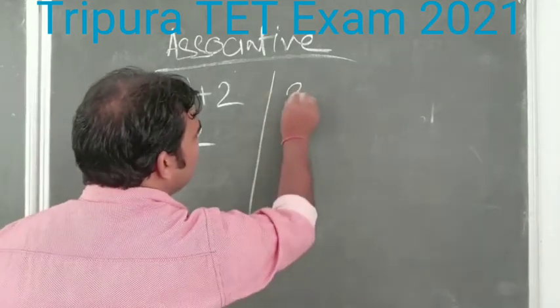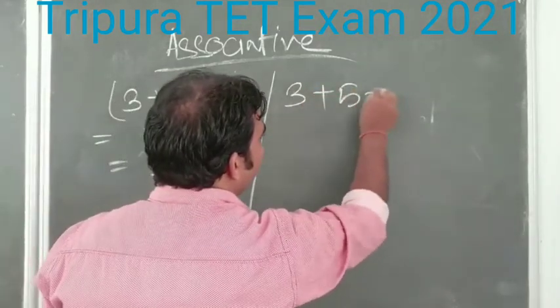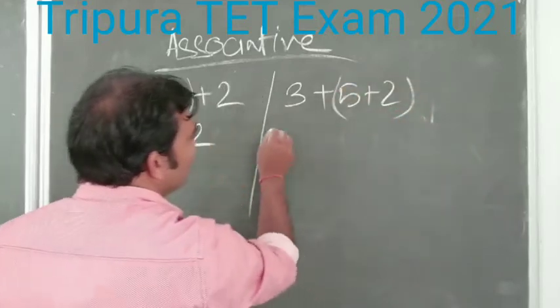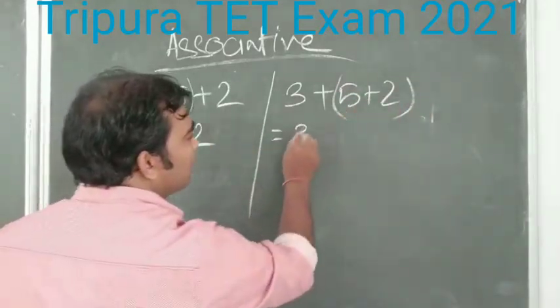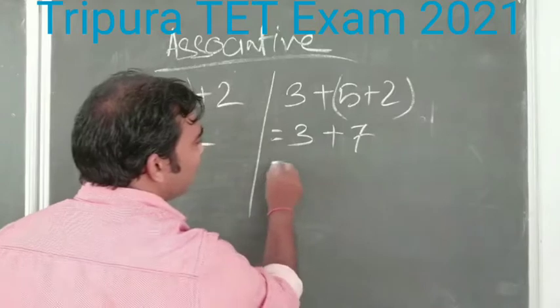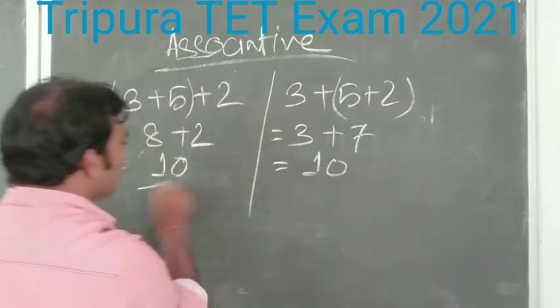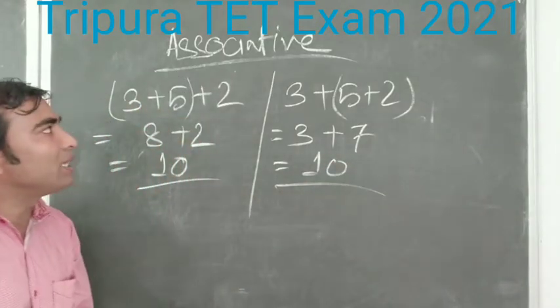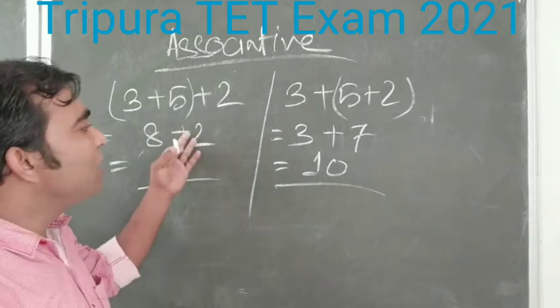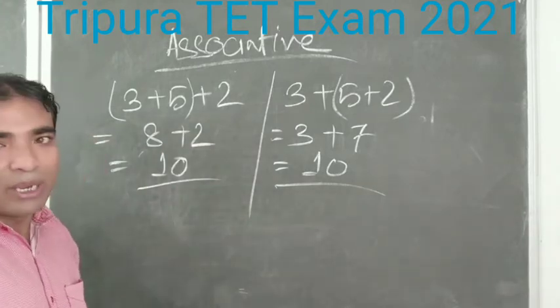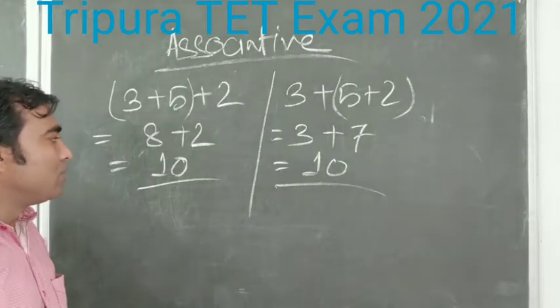Now we can add this in another way. 3 plus 5 plus 2: we can add 5 plus 2 first, that is 7, and then 3 plus 7, the result is 10. Though the results are the same, we can say that addition is associative. Addition is closed under associative.